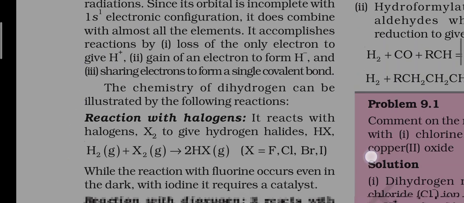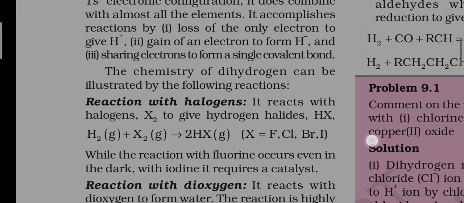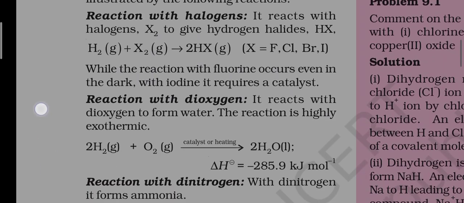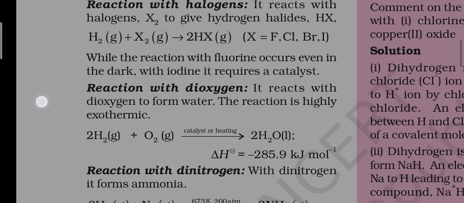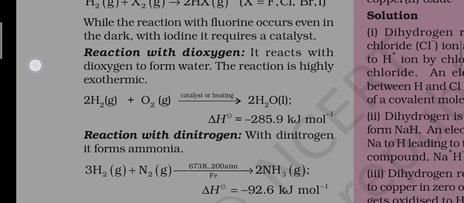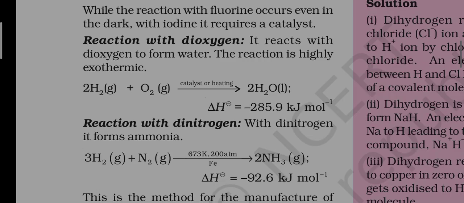The chemistry of dihydrogen can be illustrated by the following reactions. Reaction with halogens. It reacts with halogens to give hydrogen halides. While the reaction with fluorine occurs even in the dark, with iodine it requires a catalyst. Next is reaction with dioxygen. It reacts with dioxygen to form water. The reaction is highly exothermic.